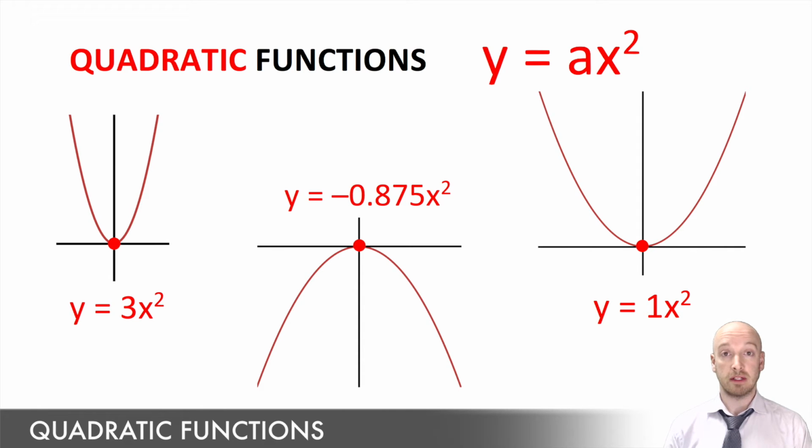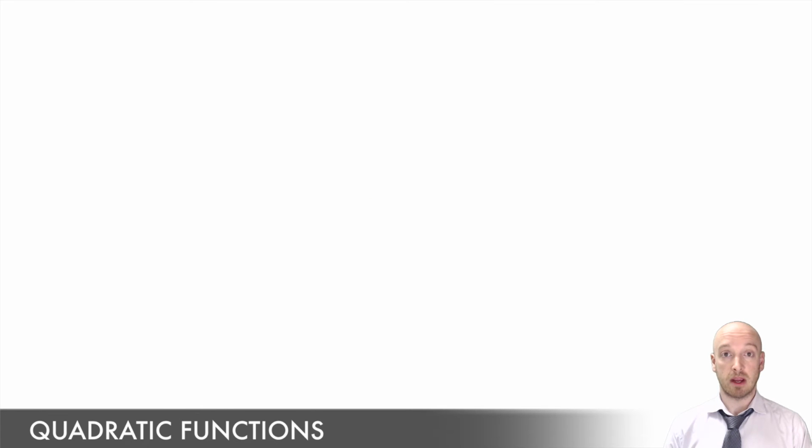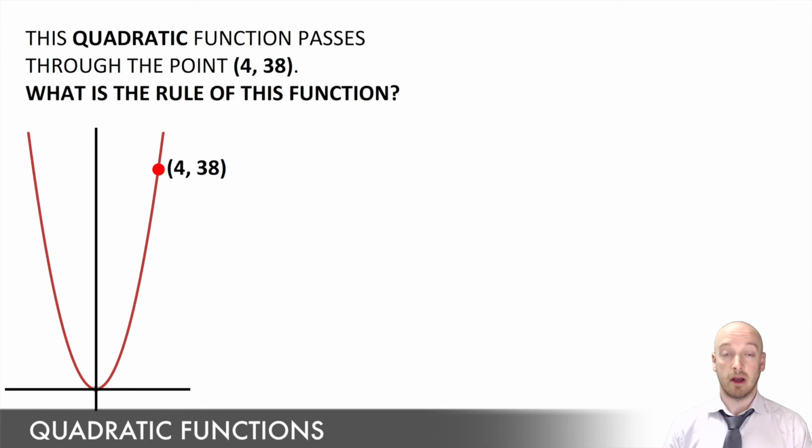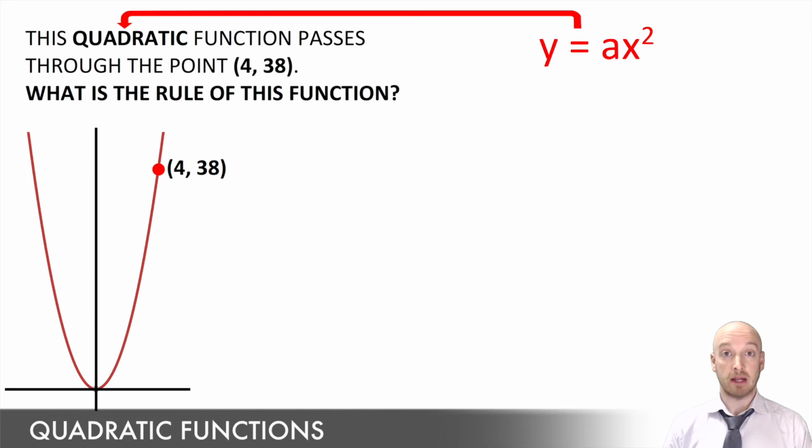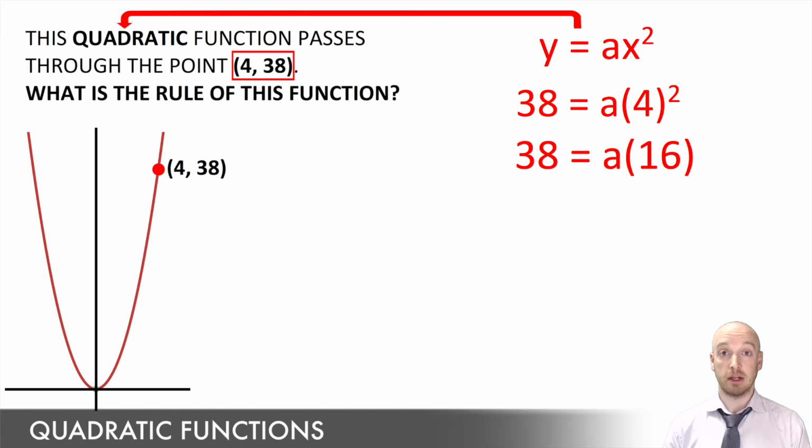Now let's look at a couple of examples of how they might ask us questions on quadratic functions. In this first example, we're given an xy pair of values that lie on a curve, and we've got to find what the a value is in this quadratic rule. So given that this quadratic function passes through the point 4, 38, to find the a value, all we're going to have to do is plug the 4 in where we see x and the 38 in where we see y. Now after I plug in 38 where y is and 4 where x is, I've got to square or raise that 4 to the power of 2 because that's what the rule tells me to do.